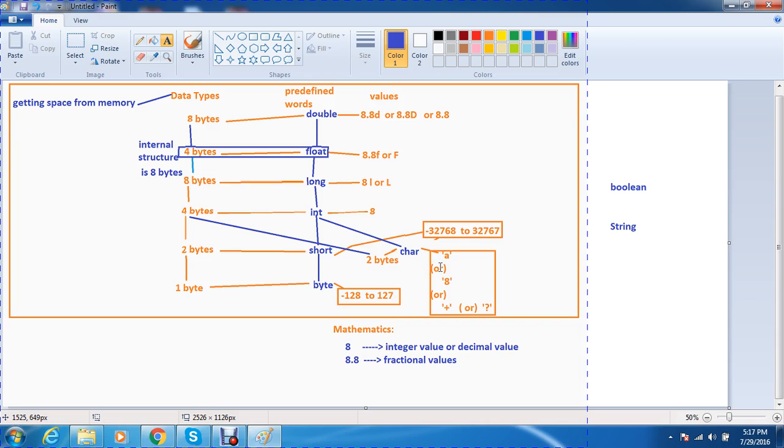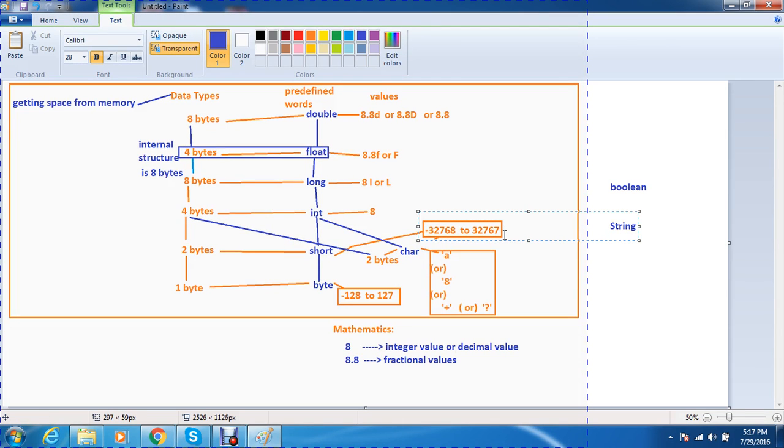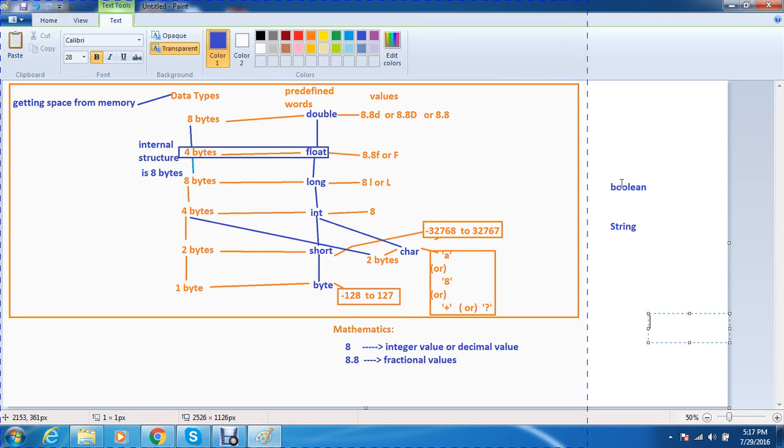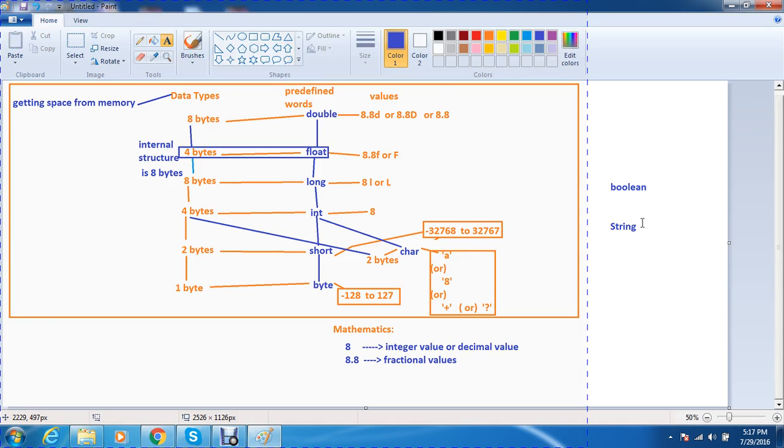But if you write any integer value within this range, -32768 to 32767, it is considered a short value. If you write any value within the -128 to 127 range, it is a byte value. Now observe, coming to Boolean and string data types.